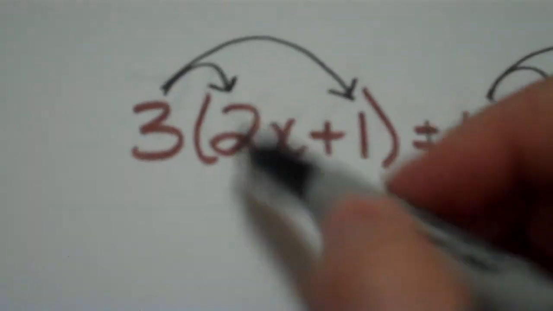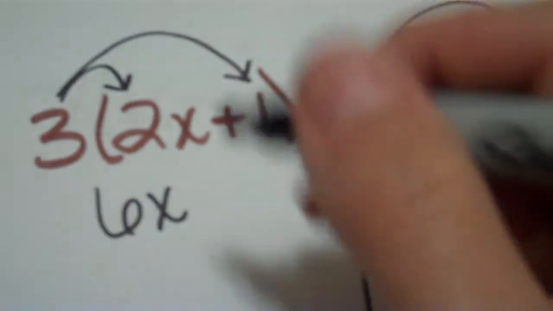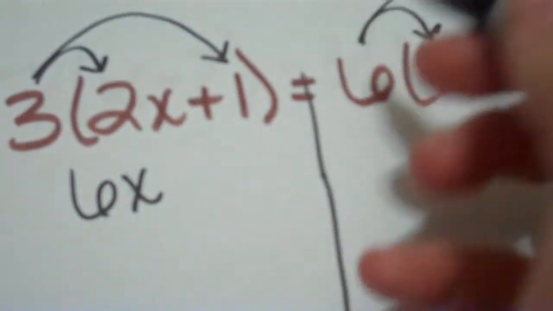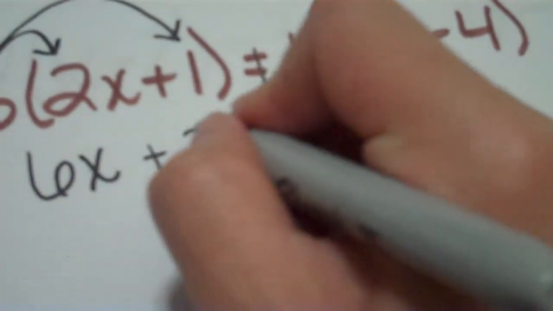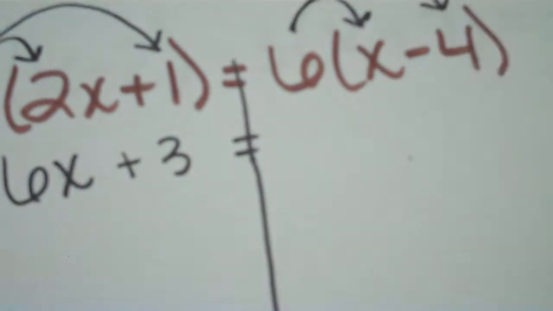Okay. 3 times 2 is a positive 6, and the x comes down. 3 times a positive 1 is just positive 3. The equal sign comes down. There's no number here, so we put a 1. 6 times a positive 1 is 6, and the x comes down. And 6 times negative 4 is negative 24.